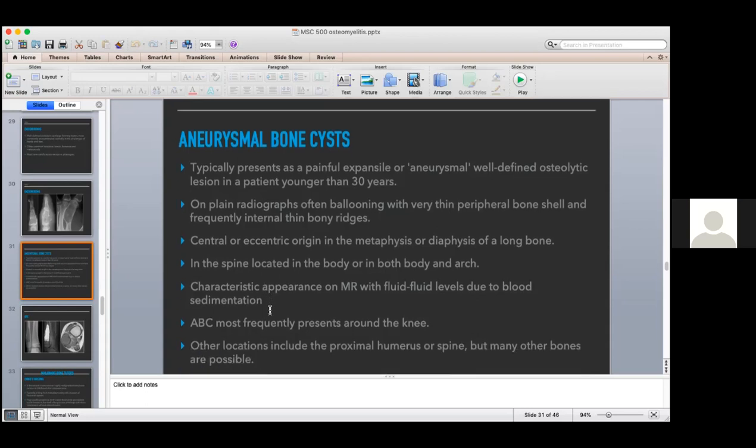Then on an X-ray, you may find what we call the fallen fragment sign, okay? Because it's a ballooning lesion, the cortex breaks, but because there is fluid within the cyst, that bone fragment falls into the fluid and will sit at the base of the fluid, forming what we call the fallen fragment sign. Okay, so this is how it looks like.